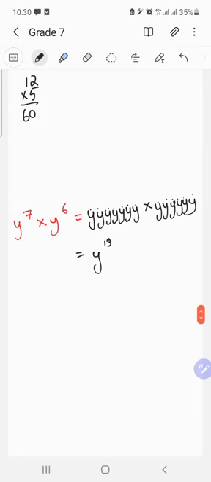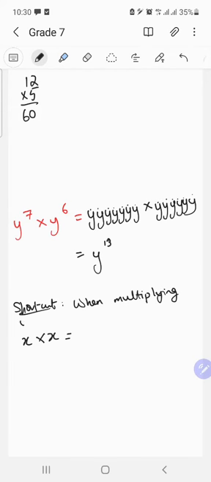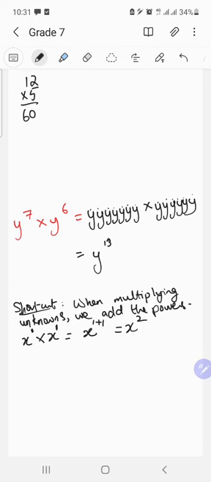Another way to do this is, let's take for example, if you have x times x, we can add the powers. So you can write down the shortcut. When multiplying unknowns, we add the powers. So if we're multiplying unknowns, the unknown remains x, and let's say here there's no power. When there's no power, we say that the power is 1. So we're going to add the powers. 1 plus 1, it becomes x squared. That's how we get x power 2.